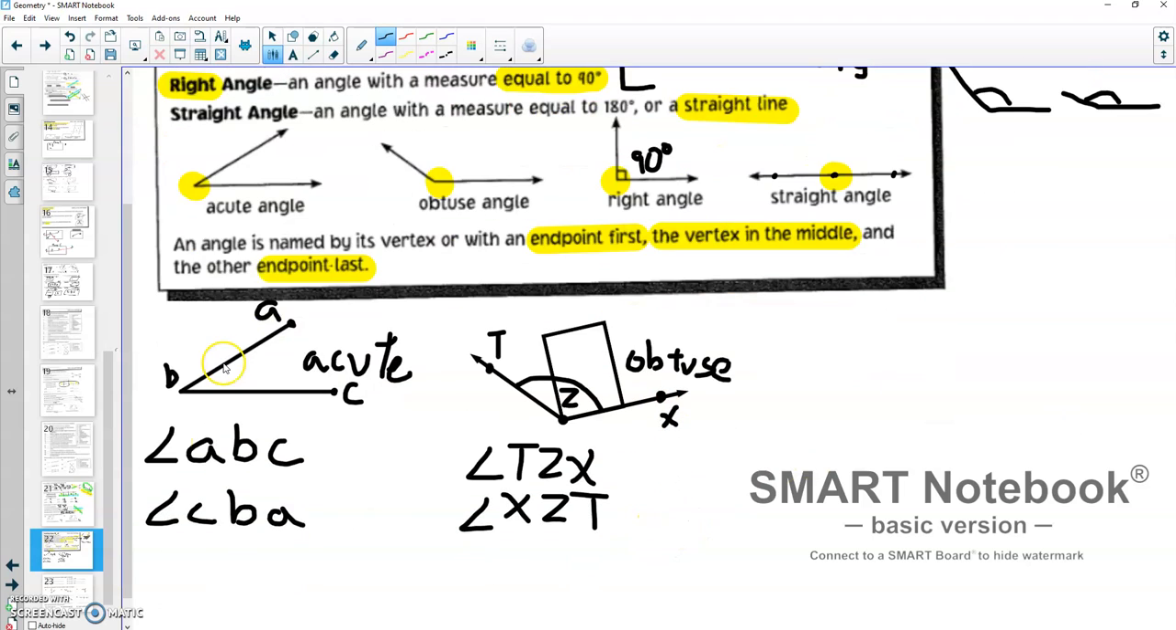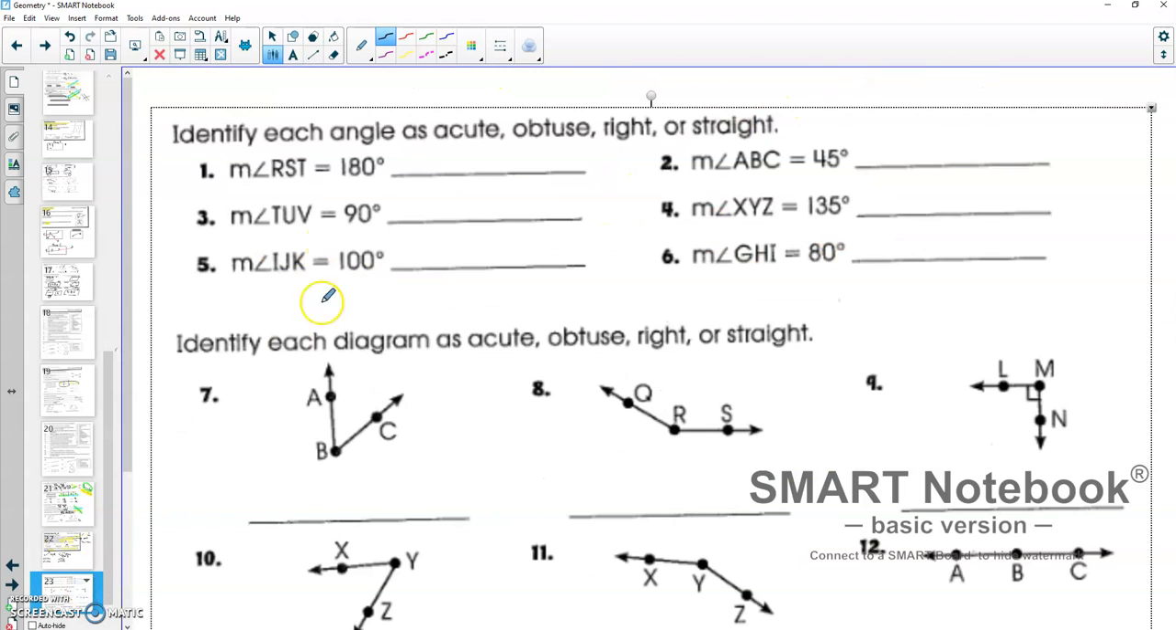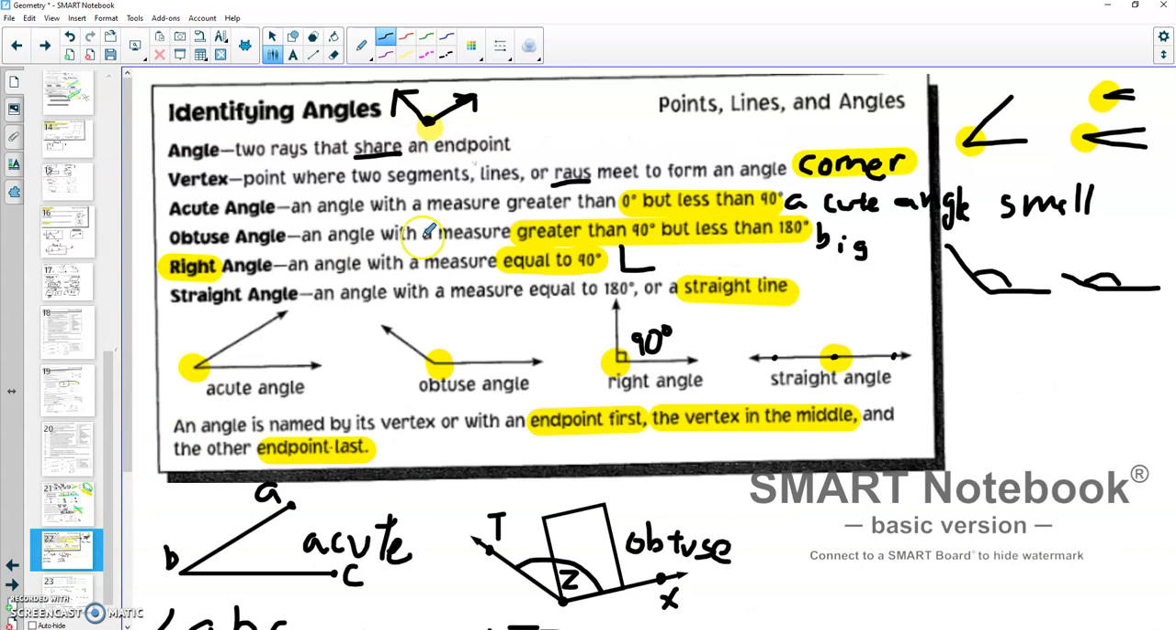Okay, I'm going to review the homework just very quickly. Identify each angle as acute, obtuse, right, or straight. Look at the numbers. This will tell you where it falls between 0 and 90, 90 and 180. Go back and look at the top page, and I want you to look at this. Figure out where it belongs. Okay?